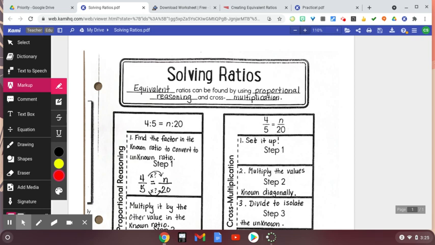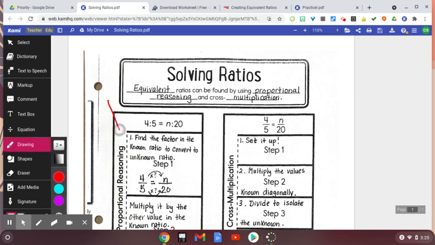Okay. So these notes with solving ratios. It says equivalent ratios can be found by using proportional reasoning and cross multiplication. So we're just going to take a quick little look on our right-hand side over here. Anytime you get a ratio where it says 4 to 5, you're going to rewrite it as a fraction. Our first number always becomes our numerator, and our 5 always becomes our denominator. Remember, ratios are really fractions, so you're going to rewrite them as a fraction.